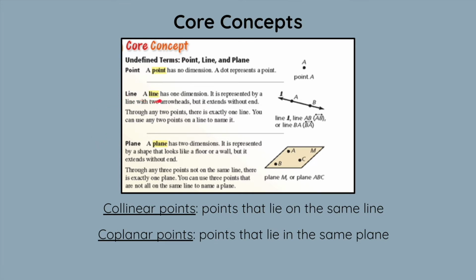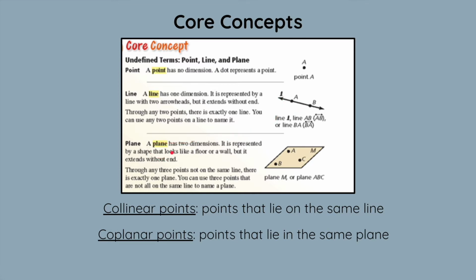A line has one dimension and it is represented by a line with two arrowheads. So as we can see here, there's an arrowhead on either side, meaning that it goes on forever. And this line is called line AB or line BA. Doesn't matter which way you say it. Through any 2 points, there is exactly one line. So through points A and B, there is only one line, and that line is line L.